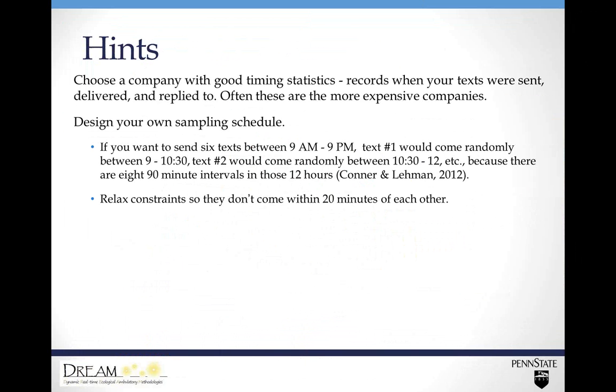Because you are scheduling and sending the text, you would need to randomly choose the times that you're sending. So if you want to send 6 texts between 9 a.m. and 9 p.m., you would divide that into 6 equal intervals. You'd send the first one between 9 and 10:30, and then text 2 between 10:30 and 12. That's just generally good practice for when you're sampling. You would also want to relax constraints so that they don't come within 20 minutes of each other, which would be recommended. And that's the same for all types of experience sampling in ecological momentary assessment.